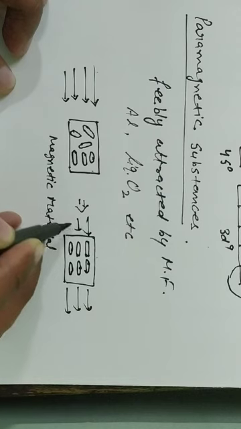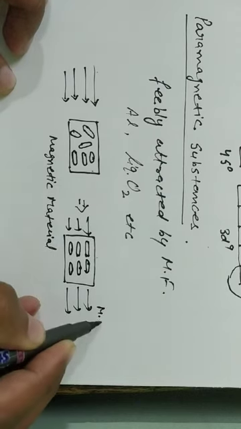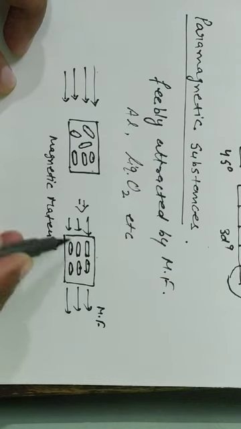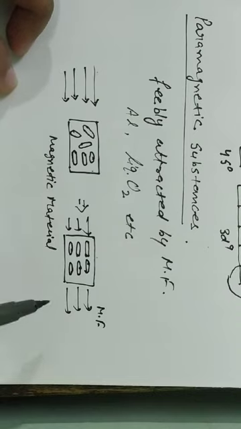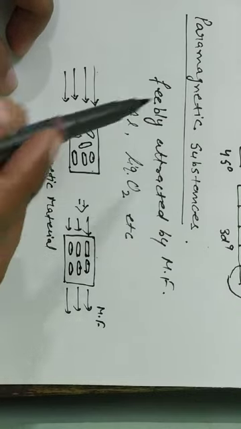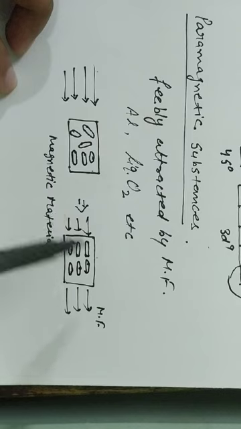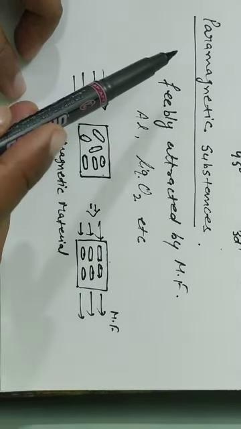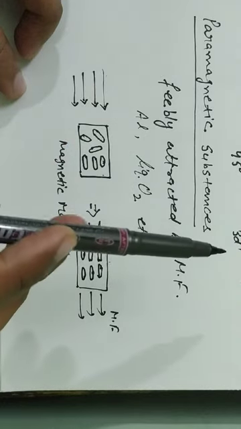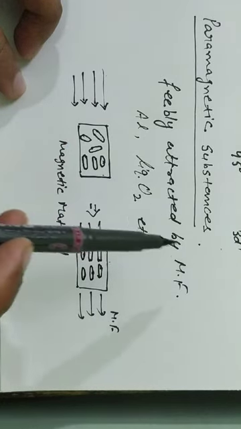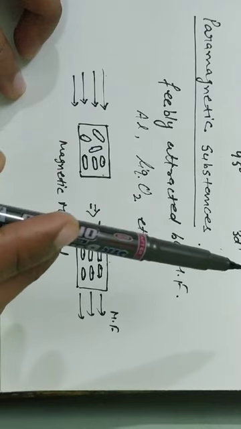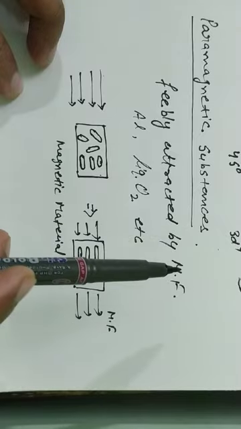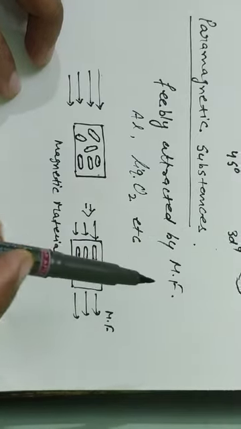This is a magnetic field, and these domains align in the direction parallel to the direction of the magnetic field. So this is the basic cause of paramagnetism. Okay, next, one more thing: in paramagnetic substances there are unpaired electrons, that is, there are no paired electrons present in the valence shell of the atom. So there is an unpaired electron.